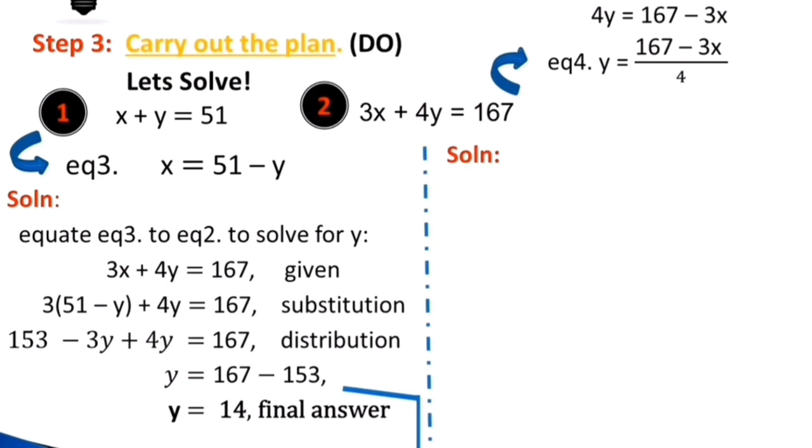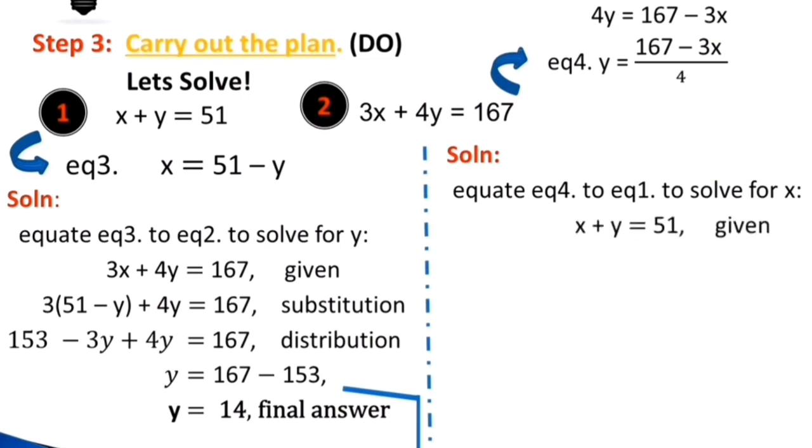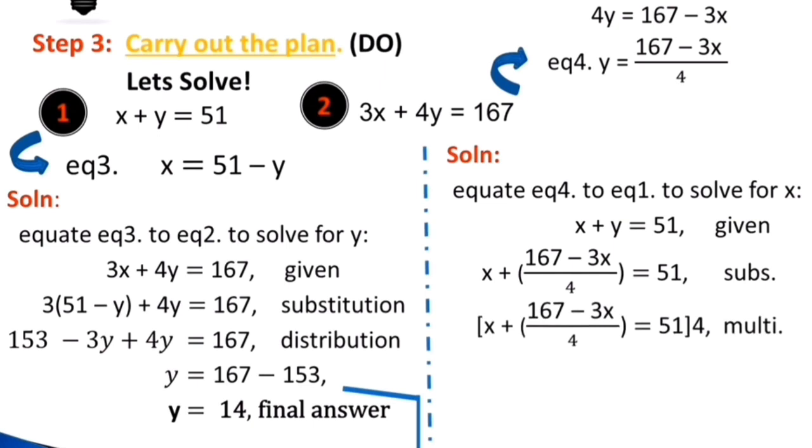With the same process, I am going to equate equation 4 to equation 1 to solve for the value of x. This time, I bring down equation 1 and substitute the value of y from equation 4. Then I do the multiplication, because I really need to get rid of the fraction term here, by multiplying the whole equation by 4. Then after that, by distribution, I have 4x plus 167 minus 3x equals 204.